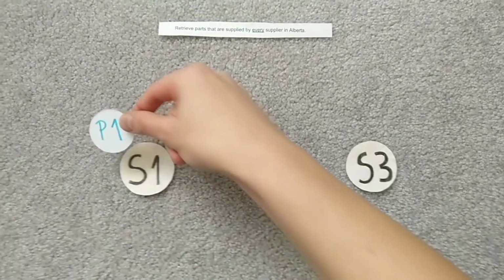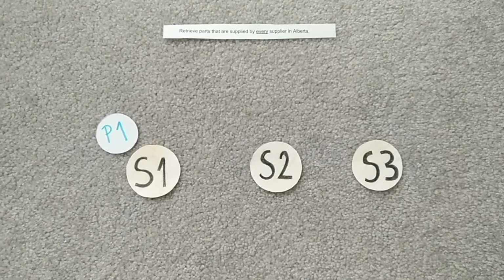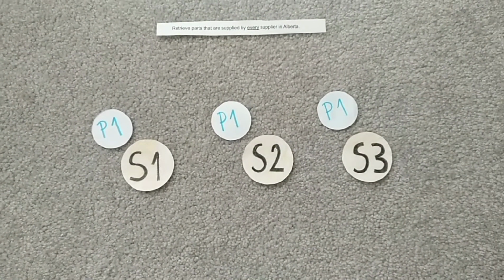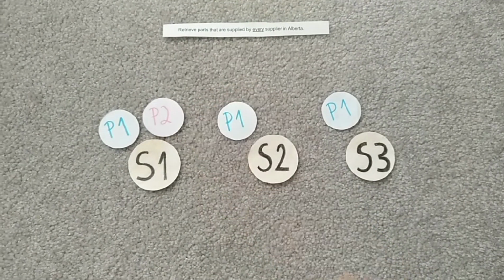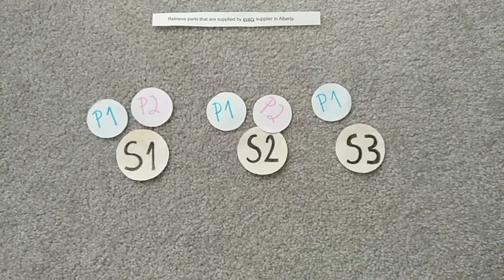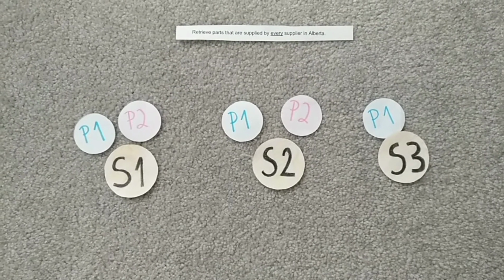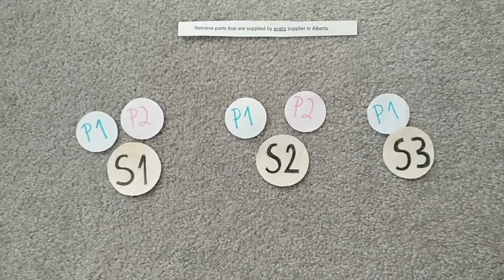And let's say we have a part 1 that's supplied by supplier 1, supplier 2, and supplier 3. We also have a part 2 that's supplied by supplier 1 and supplier 2 only. The result of this query will be part 1 because it's supplied by every supplier in Alberta.